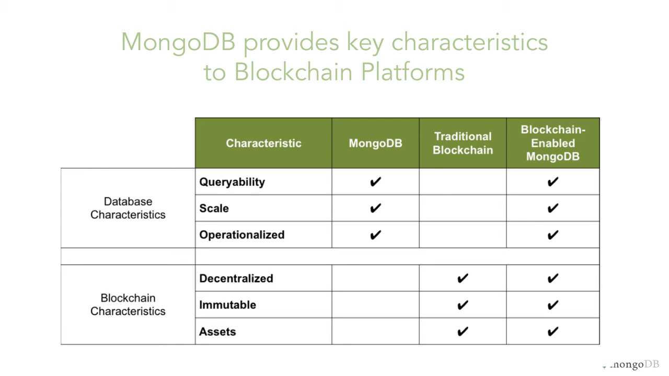Okay? And then when you factor in the additional blockchain capabilities of decentralization, immutability, and the rendering and transfer of assets within the blockchain, you really get that combination of characteristics that we think organizations will need as these solutions mature and start to become adopted. Okay. So that's really the bulk of the content that we wanted to walk through today.